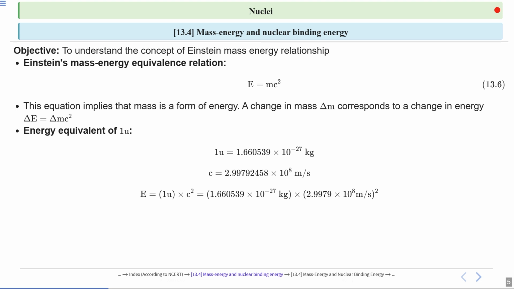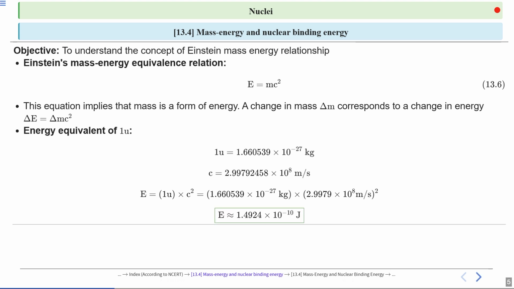So that means E equals 1.660539 times 10 to the power minus 27 kg multiplied by 2.9979 times 10 to the power 8 meter per second, squared. This calculation will give us the energy in joules that is equivalent to one atomic mass unit.